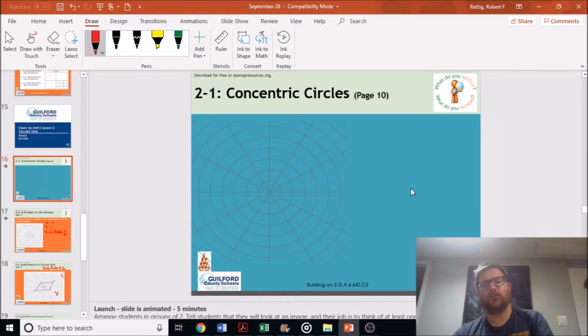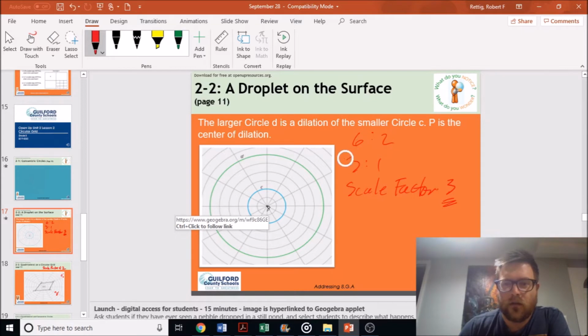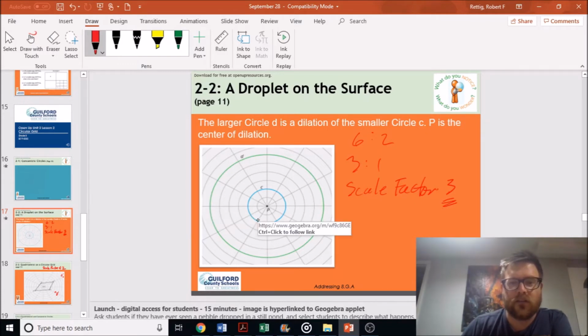Let's take a look now at our concentric circles, our circle grid. We'll be working with these a little bit. Now I want to look a little bit more in detail here. At center P, out to circle C is 2 units, okay? And then from P to D is 1, 2, 3, 4, 5, 6. 6 to 2, in other words, 3 to 1, so it's a scale factor of 3. The radius of circle C is 1/3 that of circle D. In other words, D has a radius 3 times longer than circle C.